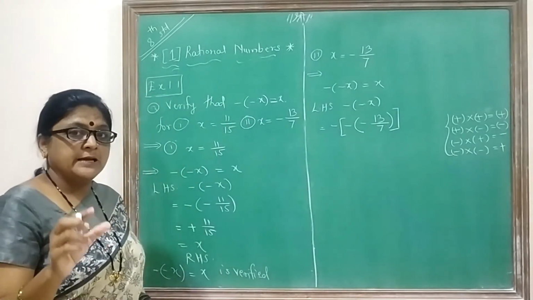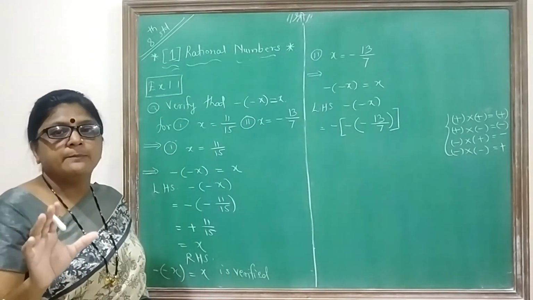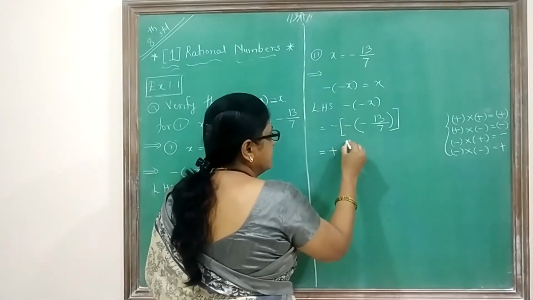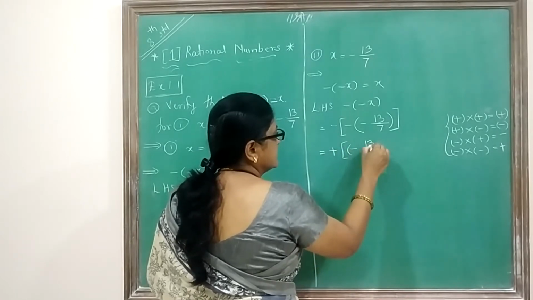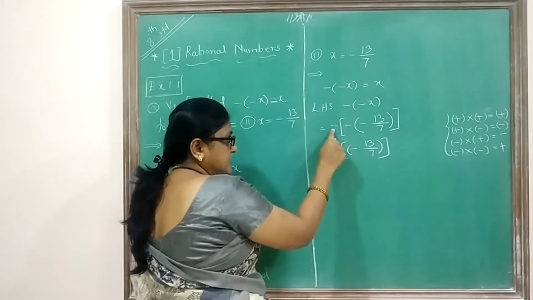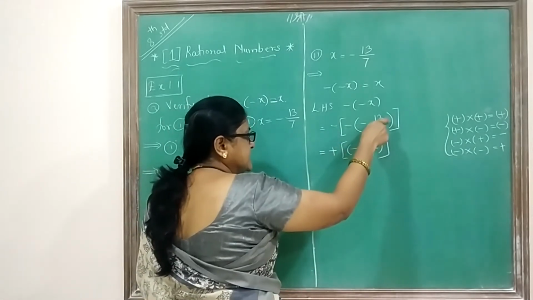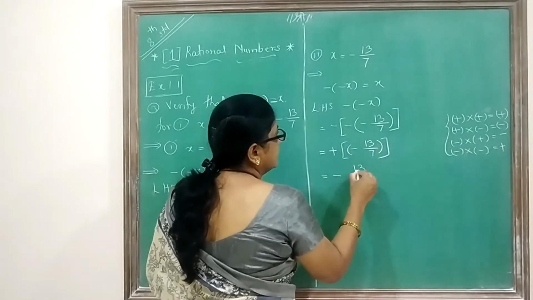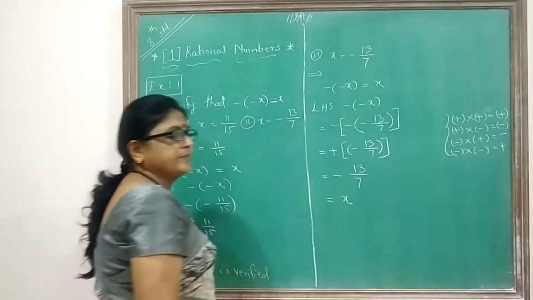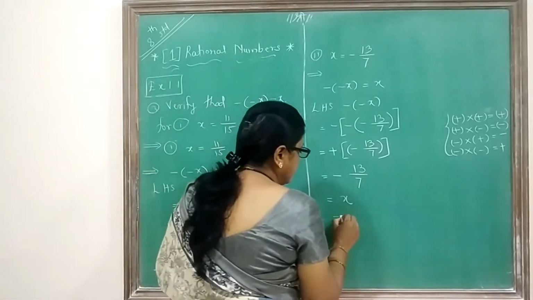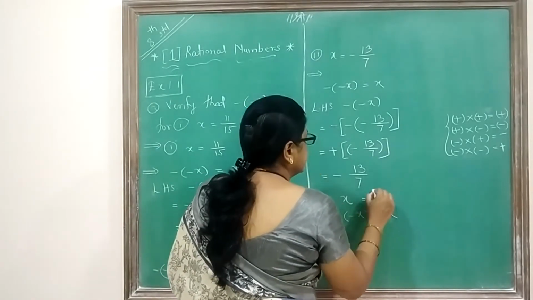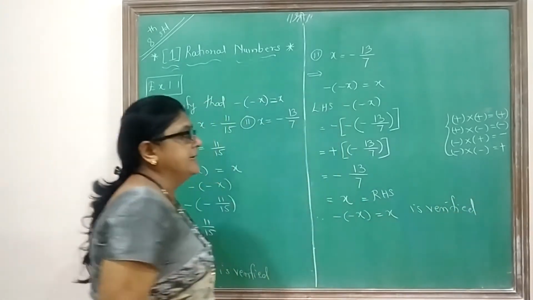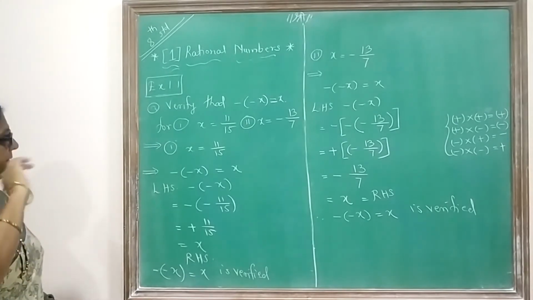Again you will see how you can multiply these signs. First this minus minus will be plus. In bracket you will write the same value, that is minus 13 by 7. Again this minus minus will be plus and this bracket is the same. Again you will write here plus multiplied by minus is minus 13 by 7, and this is your x value. It means minus minus x equal to x, this is RHS, is verified. And this is your answer. Then see the next example.